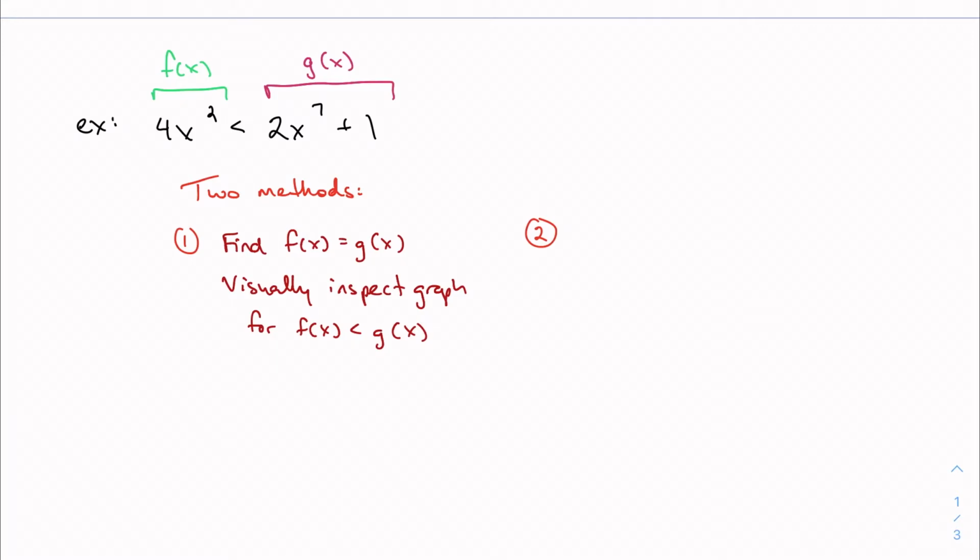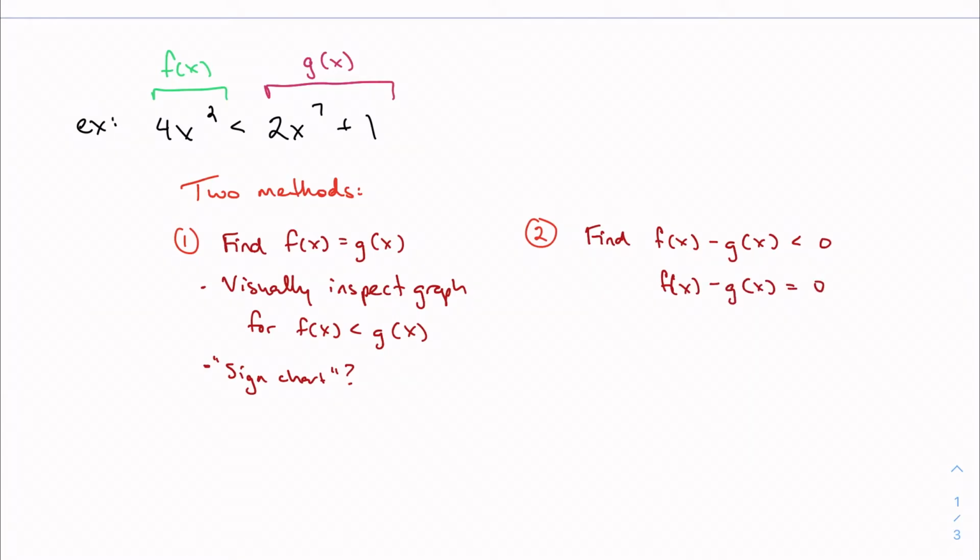And I guess you could also do this by a sign chart if you wanted to. But that's method one. Method two would be to first find the function that is set equal to 0. So I would start by setting this equal to 0 and then treat it like an equation, right? I want to find where f of x minus g of x is equal to 0. So we would find the zeros just like we would doing this by hand. Again, we can visually inspect the graph or create a sign chart if you prefer to stay organized.